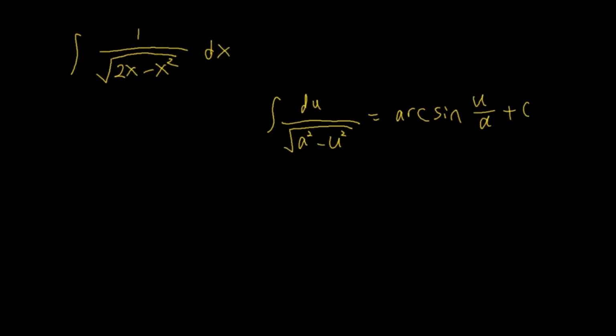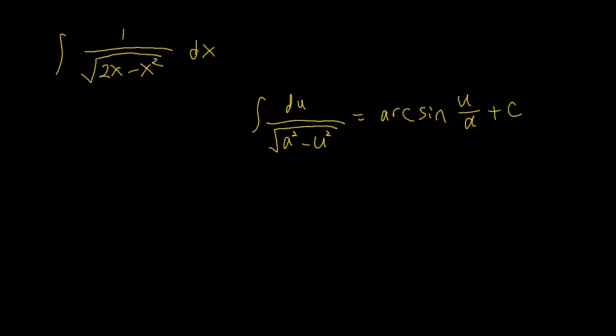Now take a look at this integral here. The first term here is 2x. The second term is x squared. And here, the a is a constant, and u will have a variable x. So you cannot just directly apply this formula, because 2x is not constant, it's still a variable.